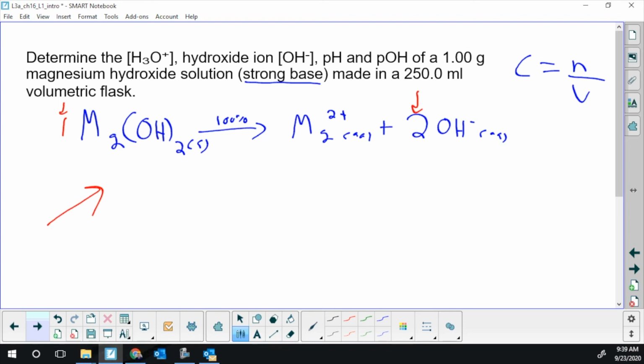So when you solve for this concentration, this is Mg(OH)2. When it comes apart, you've got to double it. And then all the math is fairly similar to what I did already.